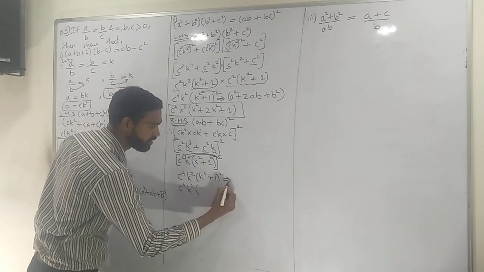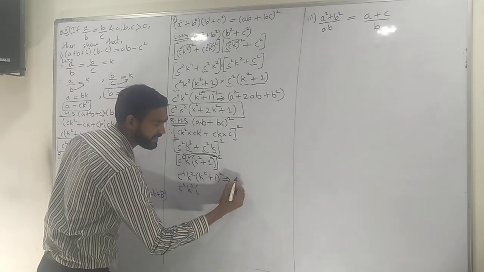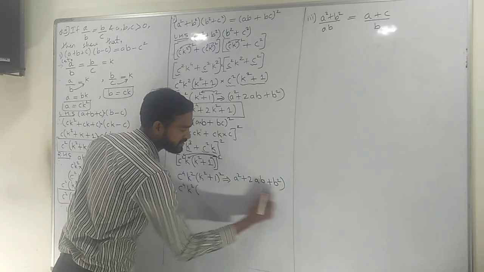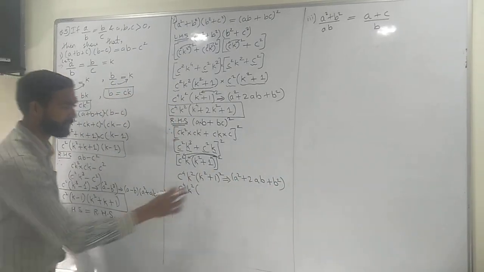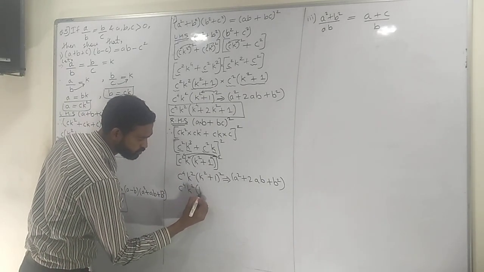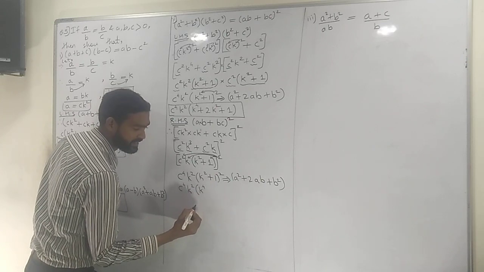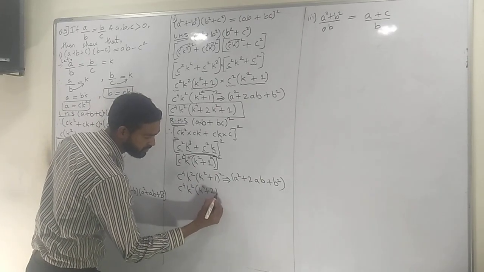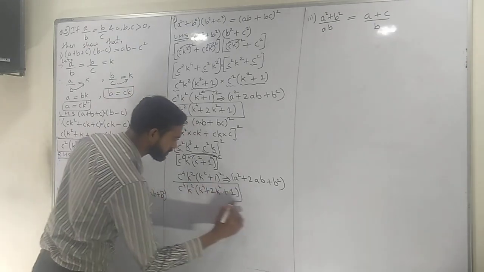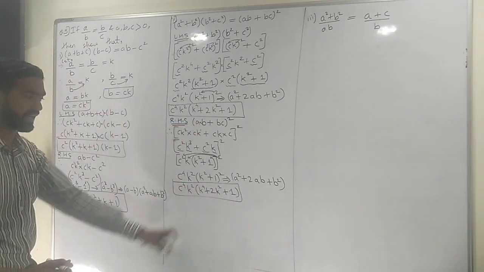Same formula. What was that? (A plus B) the whole square is A square plus 2AB plus B square. This formula will apply here. Let us apply. Right? Now apply this. So you will get A square plus 2ab plus b square. Now this is my final answer for the right hand side.